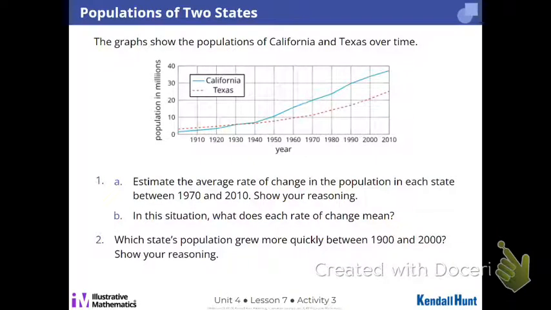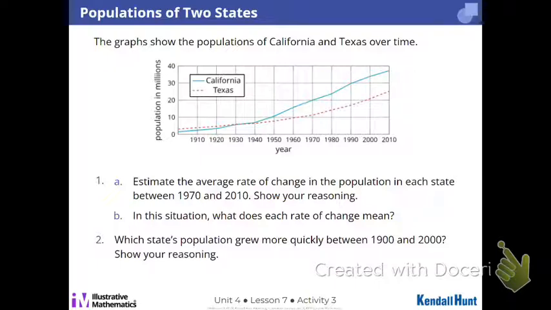Same idea. But let's actually take care of number 2 together because I think number 2 is a silly one. Which one grew more quickly from 1900 to 2000? Well, let's look at this. Which one started lower? California. Okay, and in 2000, which one started higher? California. Do I need to find a rate of change difference to answer that? No, because it's obvious. It started lower, ended higher. Don't even worry about number 2. Focus on number 1 with your table group, please.